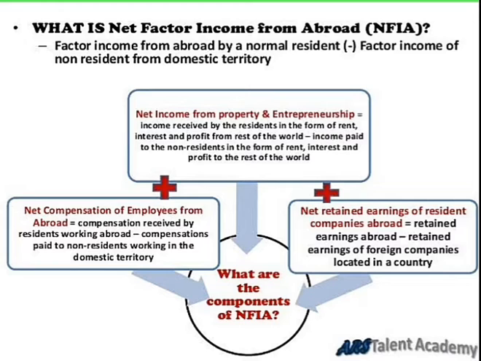Net income from property and entrepreneurship. It is also the difference between the income received by the resident in the form of rent, interest and profit from rest of the world, minus income paid to the non-resident in the form of rent, interest and profit to the rest of the world. Net retained earning of resident companies abroad: retained earning abroad minus retained earning of foreign companies located in a country.